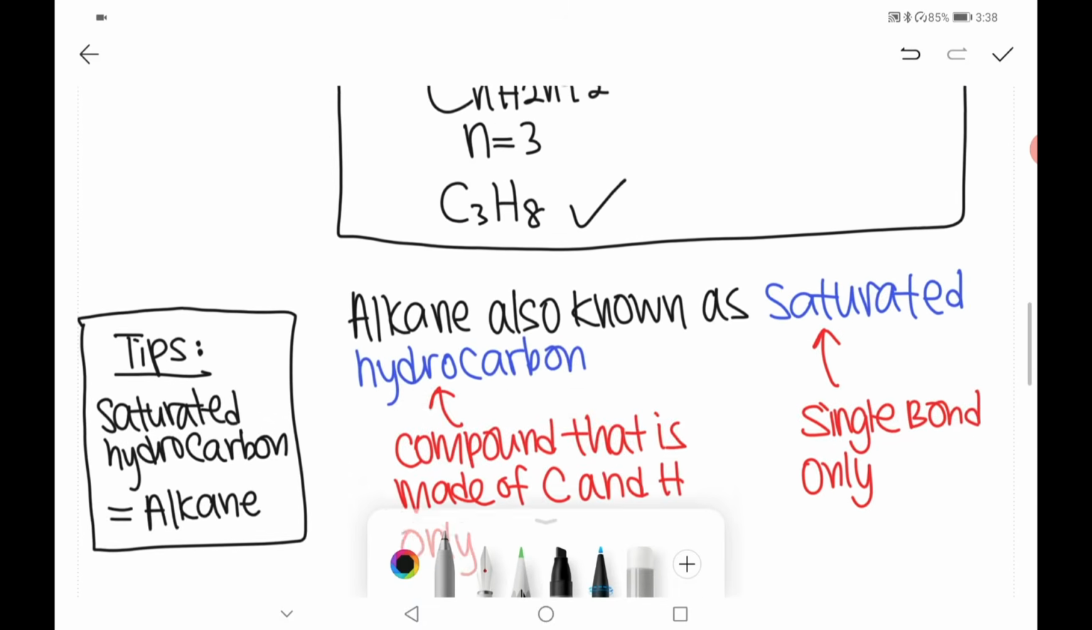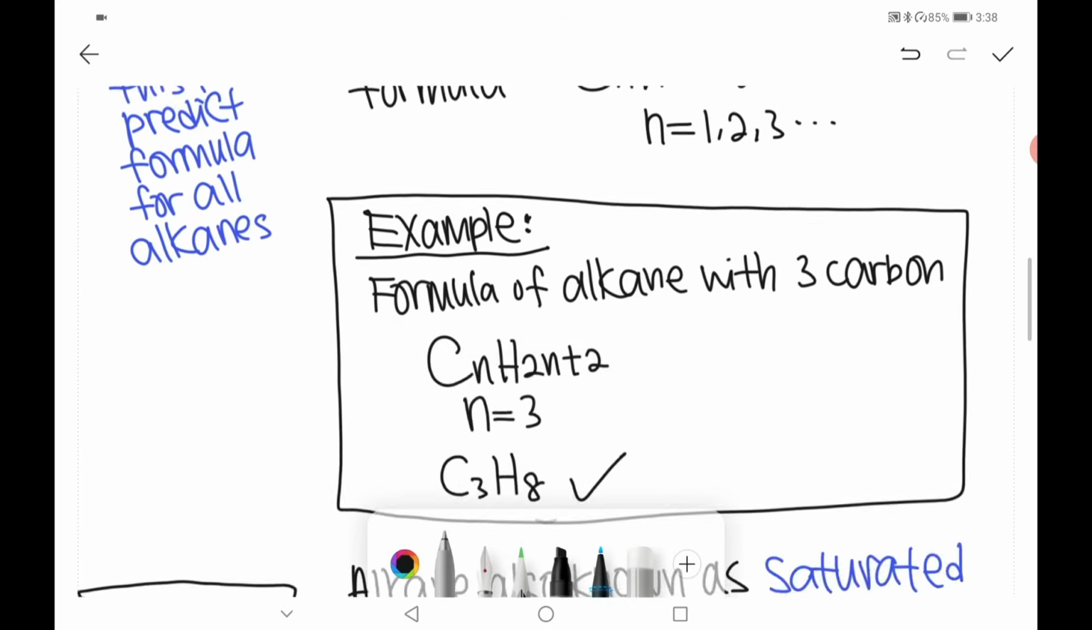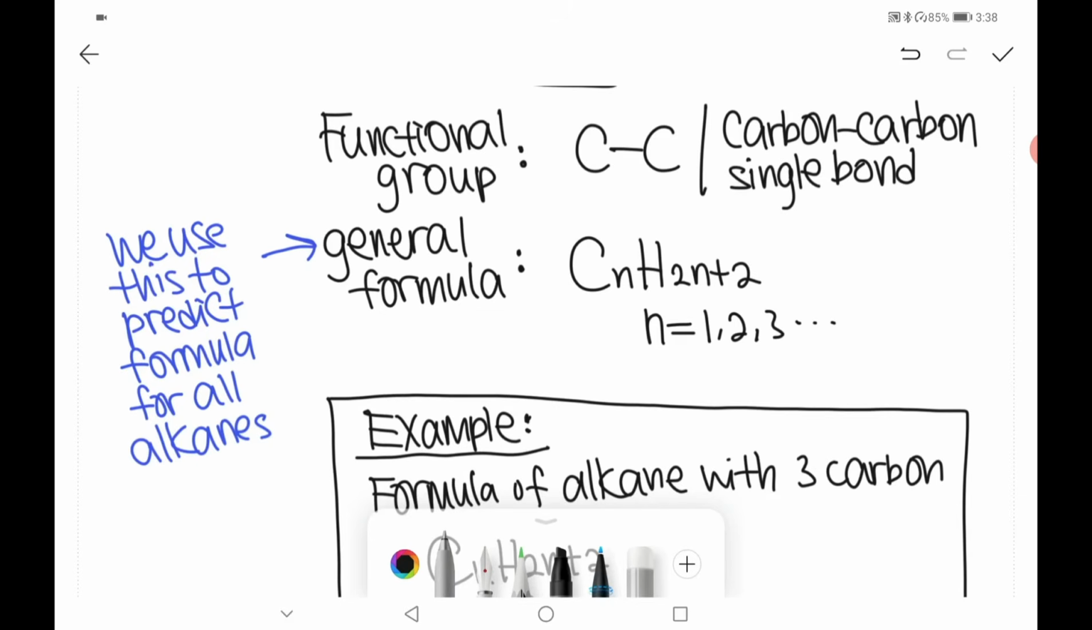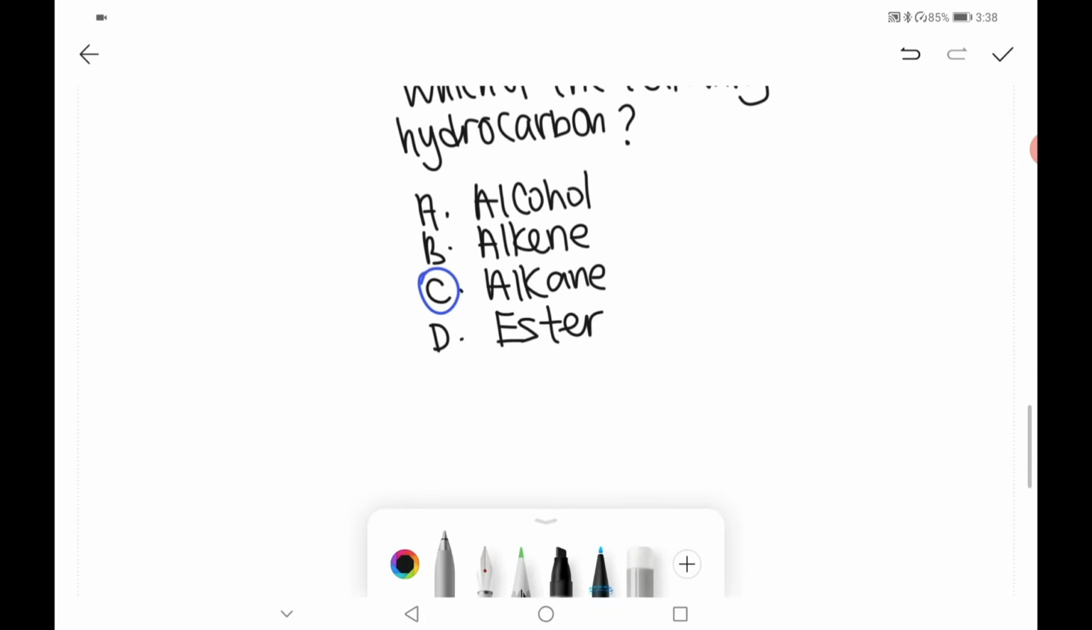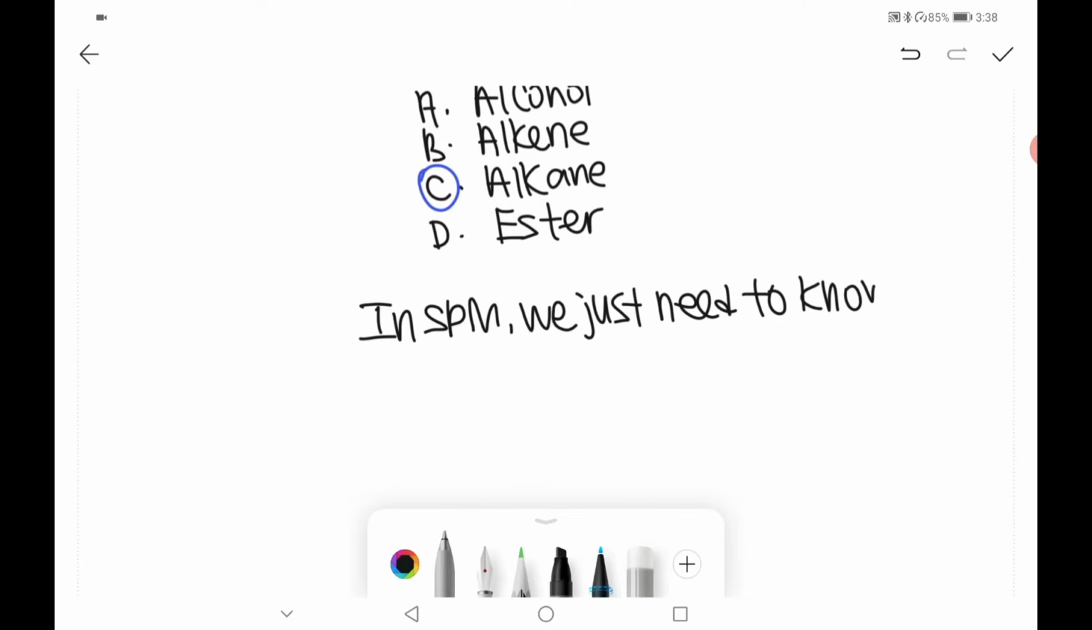So now, what else? The next thing that we need to know is this. For alkane, you only need to focus on the first 8 alkanes. For SPM, we just need to know the first 8 alkanes. So how do we get the first 8 alkanes?